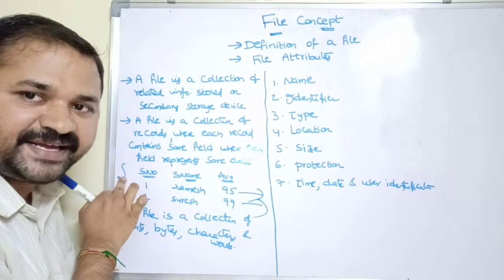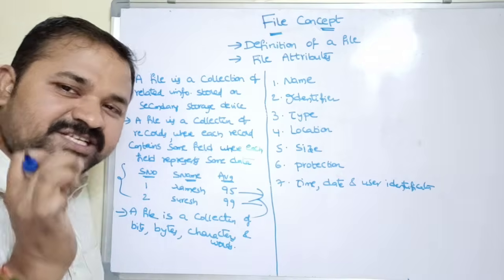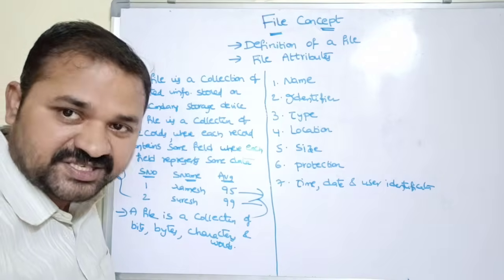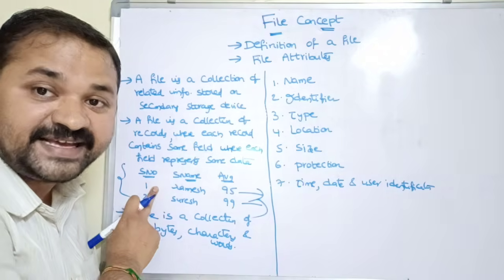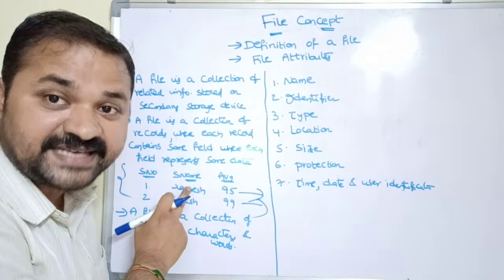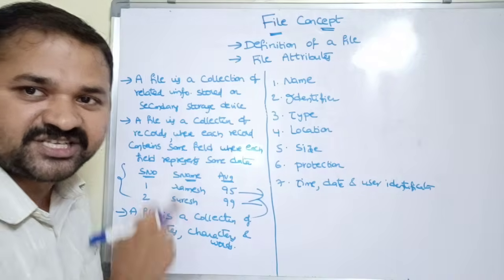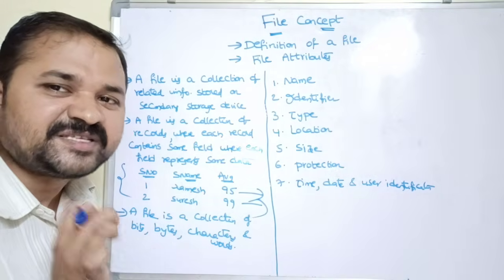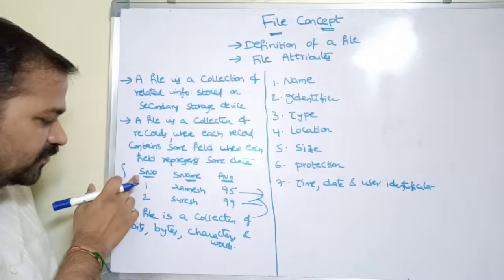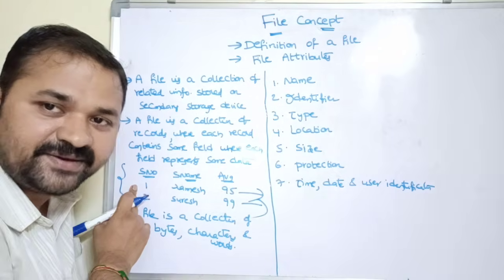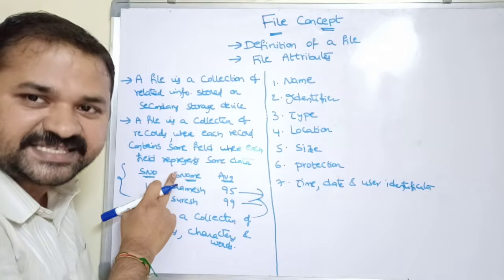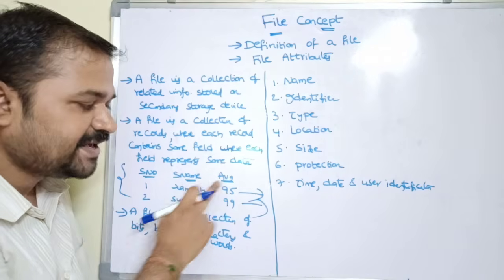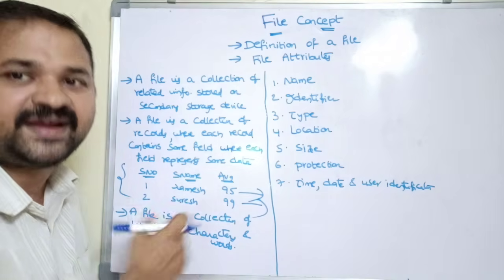So our file contains two records and each record contains some fields. Here each record contains three fields. The first field is serial number, the second field is student name, the third field is average, and each field represents some data. So what is the serial number here? 1 is the serial number. So this field represents 1, whereas the student name field represents Ramesh, and the average field represents 95, like that.